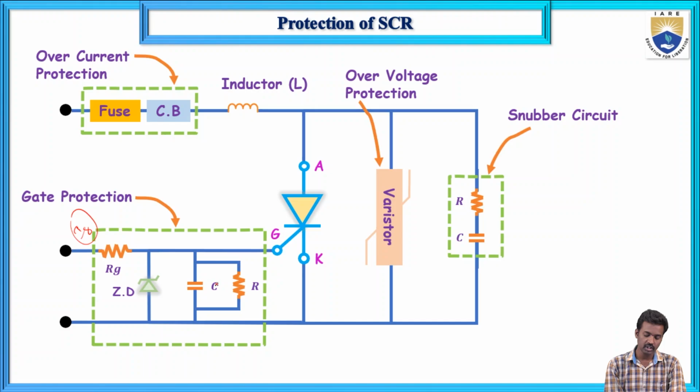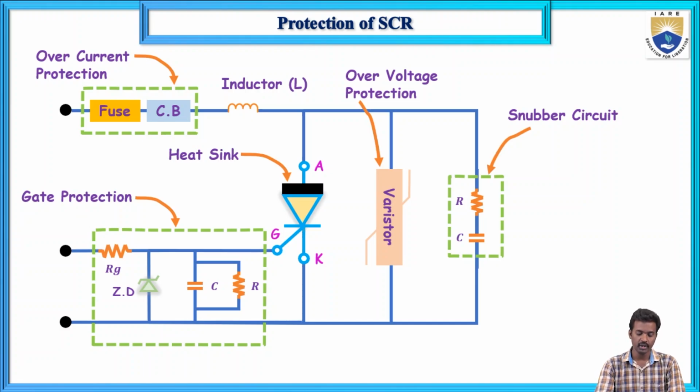Here, what about this C and this R, the parallel capacitor and parallel resistor? The resistor and capacitor will reduce the unwanted noise from the gate signal. So here this is the capacitor in series with the resistor, and here the capacitor in parallel with the resistor. In this way, the SCR will be protected from the heat, from the temperature. We will protect it using heat sinks, which we will connect here.